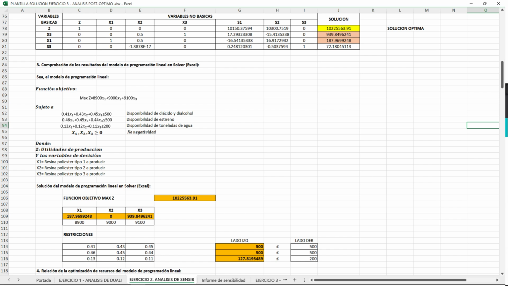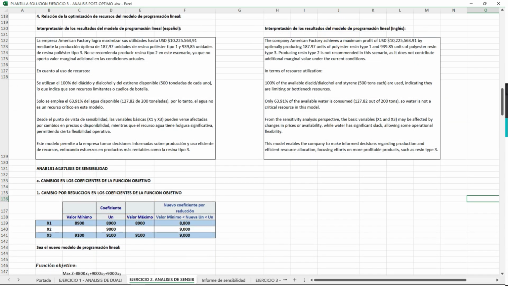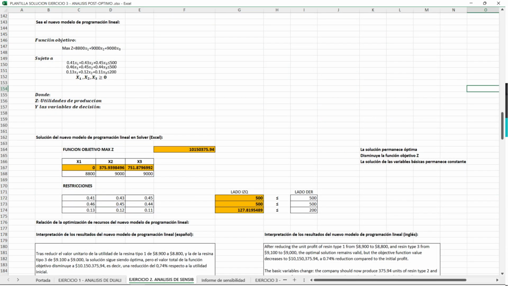Modification. We reduced the profit of Type 1 resin from $8,900 to $8,800 and of Type 3 resin from $9,000 to $9,000, while maintaining Type 2 resin at $9,000. Result: the plant stops producing Type 1 resin and reallocates its capacity to 375.94 units of Type 2 and 751.88 units of Type 3. Total profit decreases by 0.74% to $10,150,375.94, but the new mix is once again optimal under the adjusted prices.